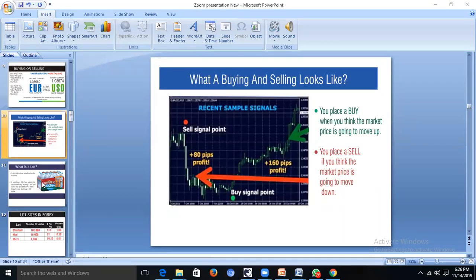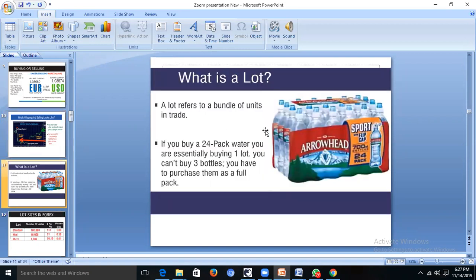So let's talk about lots. The number of pips now translates to lots. What is a lot in trading? This is the very, very beginning of Forex. This is how it started. These are the basic things you need to know. Once you know these things and know how to place your trade, your journey has started in Forex.